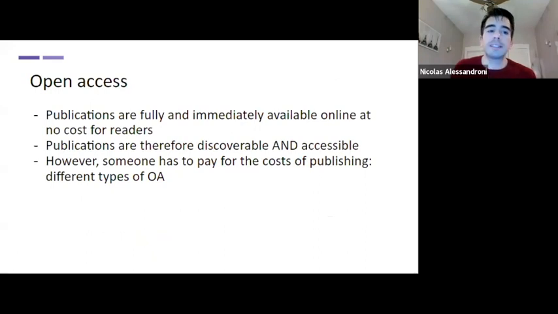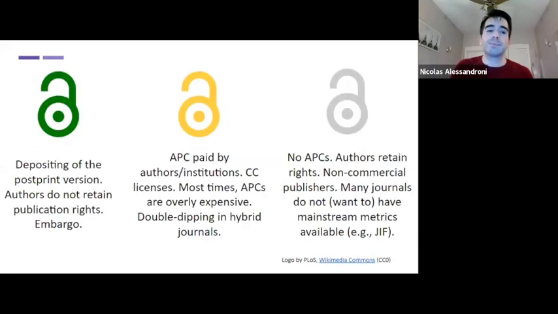So the solution to this is open access. In the open access model, publications are fully and immediately available online at no cost for readers. So publications become discoverable and accessible. However, because publishing involves some costs, of course, somebody has to pay for them. Then, depending on who pays for the cost of publication, we have different types of open access. So these are the different open access flavors.